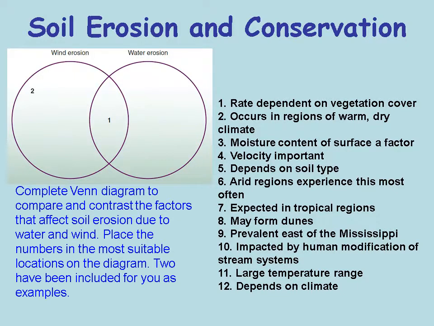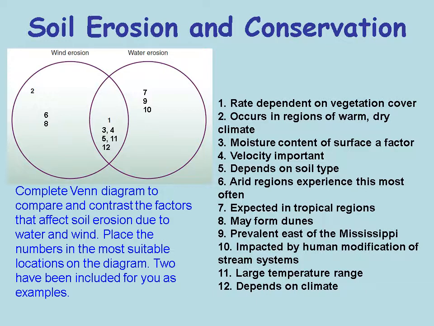Let's go ahead and summarize water and wind erosion just by doing some comparisons. And if we compare these different sentences, we can see that 2, 6, and 8 apply just to wind erosion, and 2 says that more wind erosion occurs in regions of warm, dry climates.